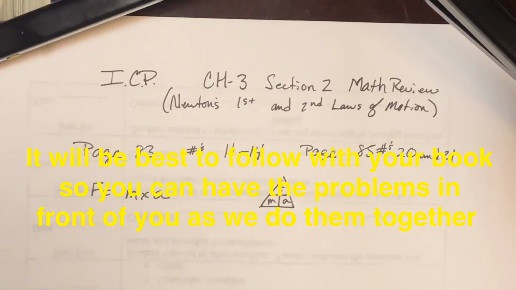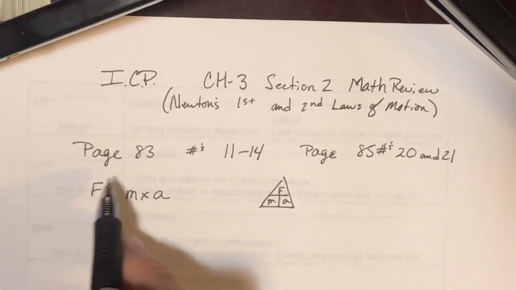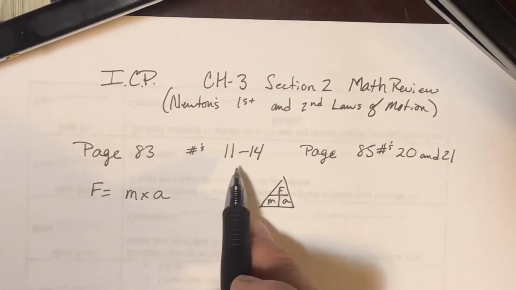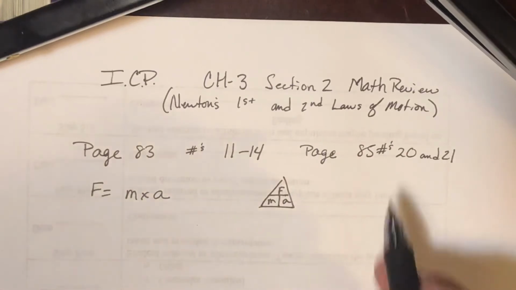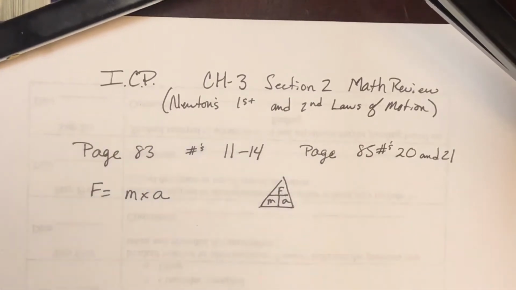This is your Chapter 3, Section 2 Math Review lesson. Today we're going to cover page 83, numbers 11 through 14, and then on page 85, numbers 20 and 21. You will be asked to solve those on your own and provide an answer.